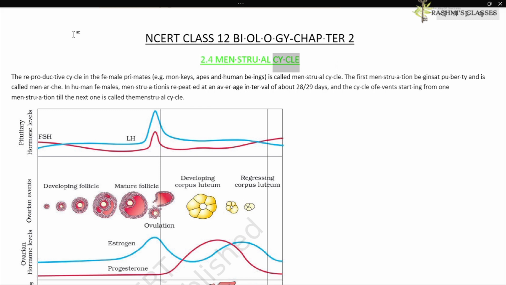2.4 Menstrual Cycle. The reproductive cycle in female primates, e.g. monkeys, apes and human beings, is called the menstrual cycle. The first menstruation begins at puberty and is called menarche. In human females, menstruation is repeated at an average interval of about 28-29 days, and the cycle of events starting from one menstruation till the next one is called the menstrual cycle.